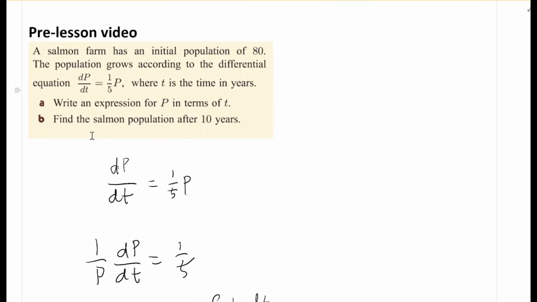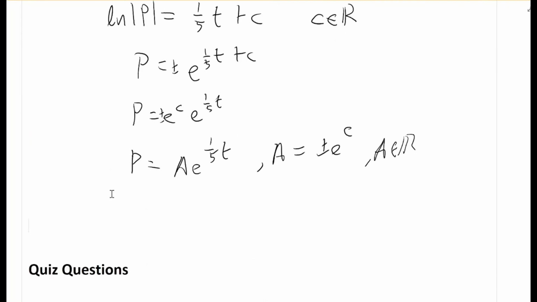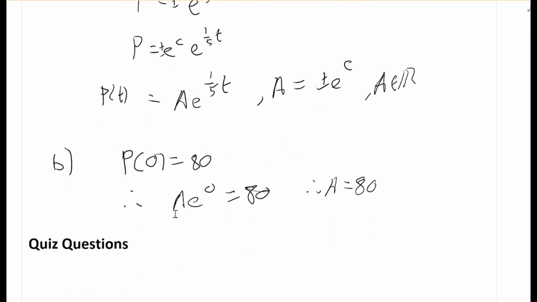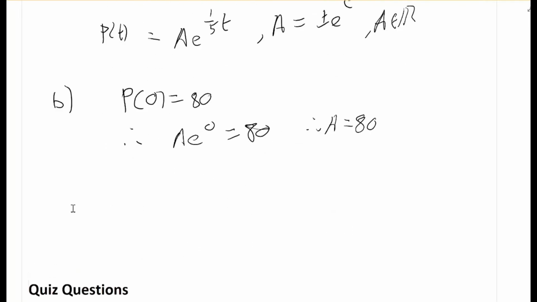So find the salmon population after 10 years. It's got an initial population of 80. So if we write this instead as p of t, we know that p of 0 equals 80. Therefore, a e to the 0 equals 80. Therefore, a equals 80. So that initial condition tells us what a is. And then we're going to be finding it after 10 years.